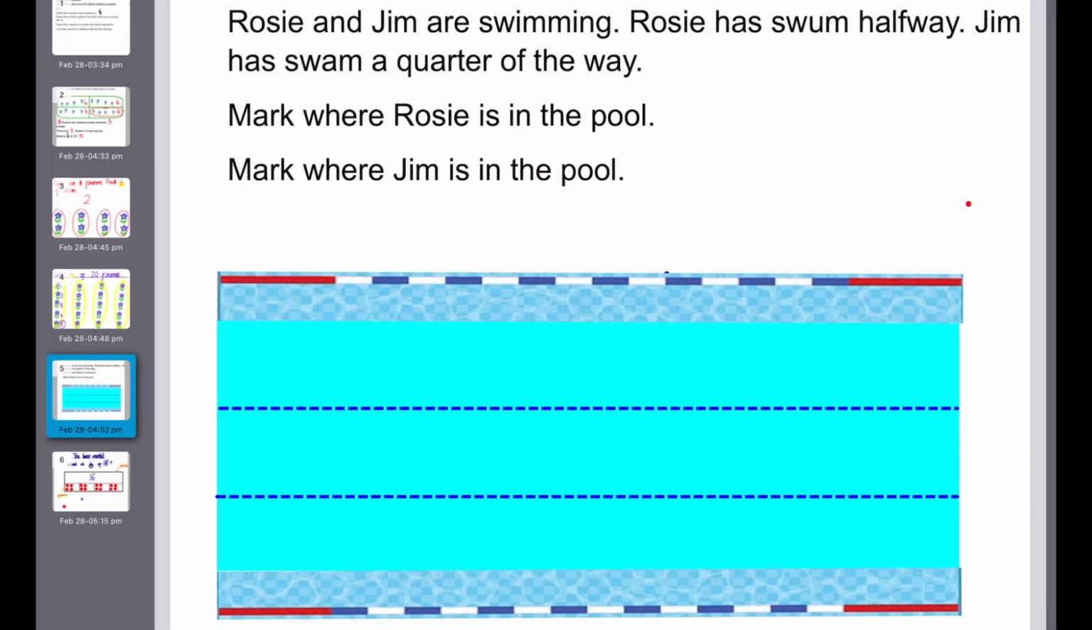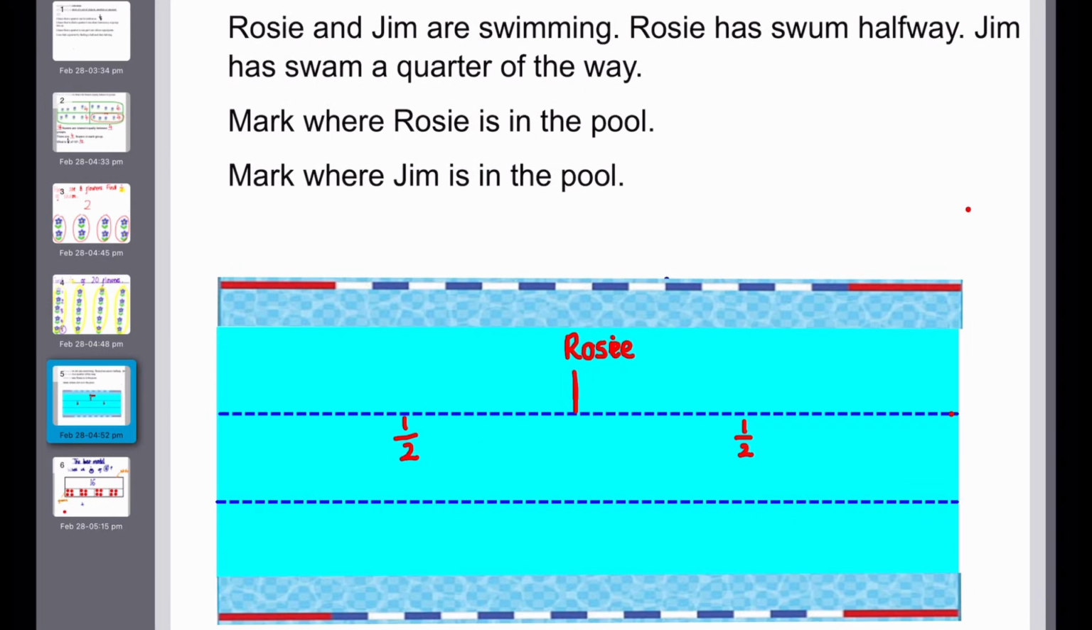Let's split the first blue dotted line into two equal parts so we can mark where Rosie is swimming. Here's a half, and here's a half. Rosie is in the middle. Jim is only a quarter of the way. He has not swum as far as Rosie.